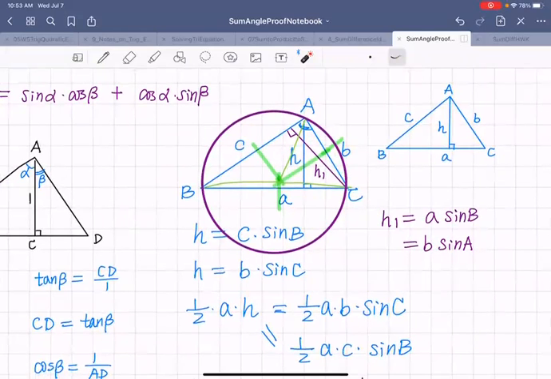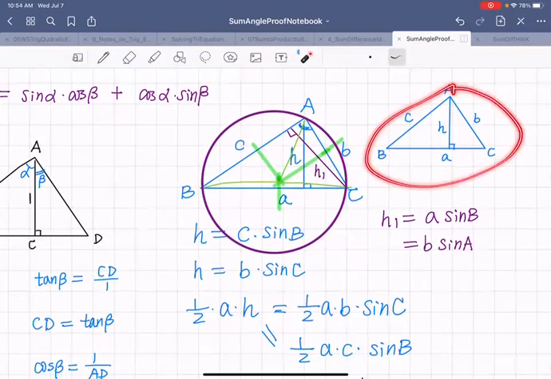For triangle area calculation, there are several formulas. The first formula is the base times the height divided by 2. The second formula is you can choose any two sides and multiply by the sine of the angle between them, divided by 2: A times C times sine B divided by 2, A times B times sine C divided by 2, or B times C times sine A divided by 2. All these formulas will give you the area of the triangle.